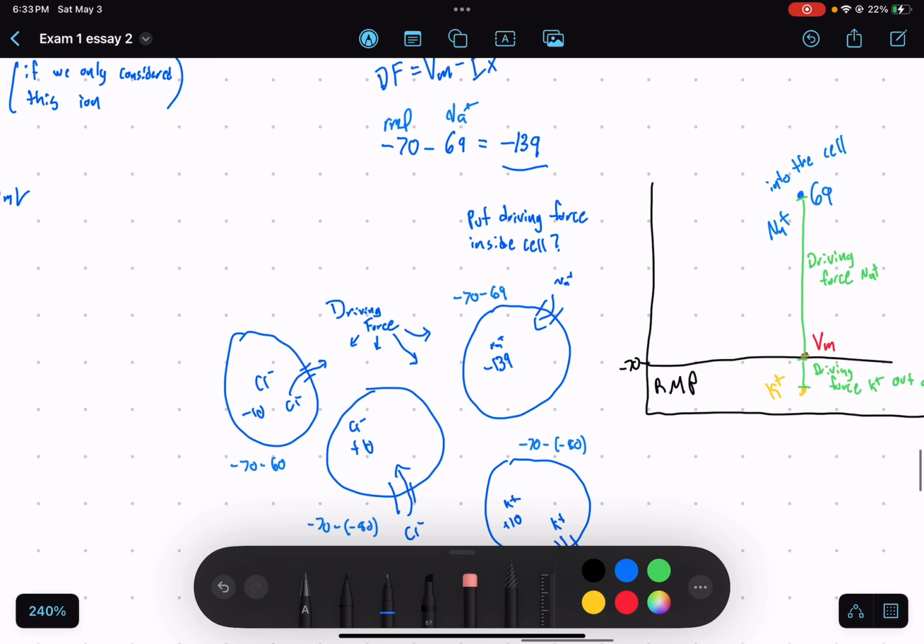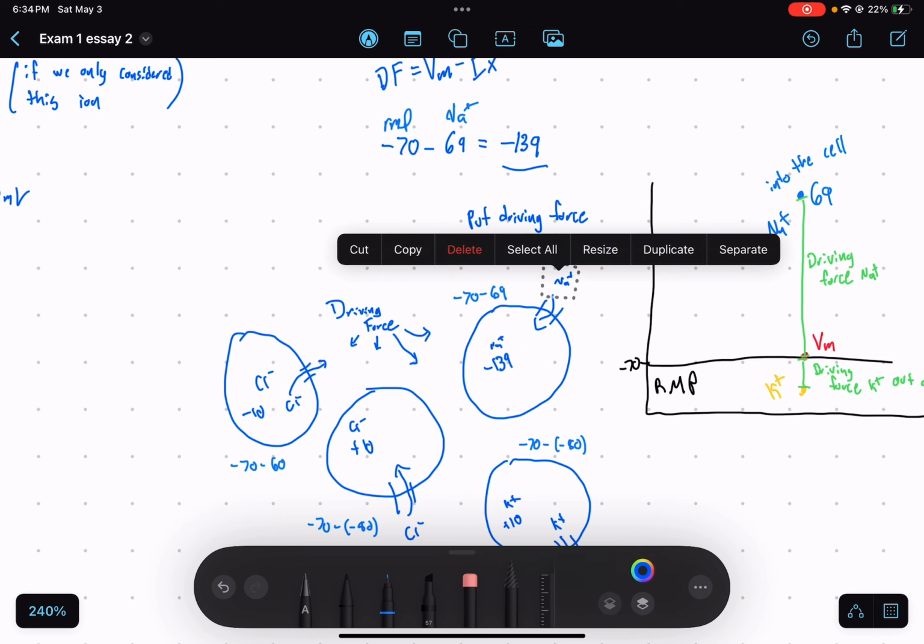So, as we put the driving force inside the cell, and you have a channel open here, which way is the positive sodium going to flow? That's right, inside the cell, because it's a negative force. So that sodium is going to want to flow inside the cell as it's a positive charge. An easy way to remember this is the positive will want to flow towards a negative.